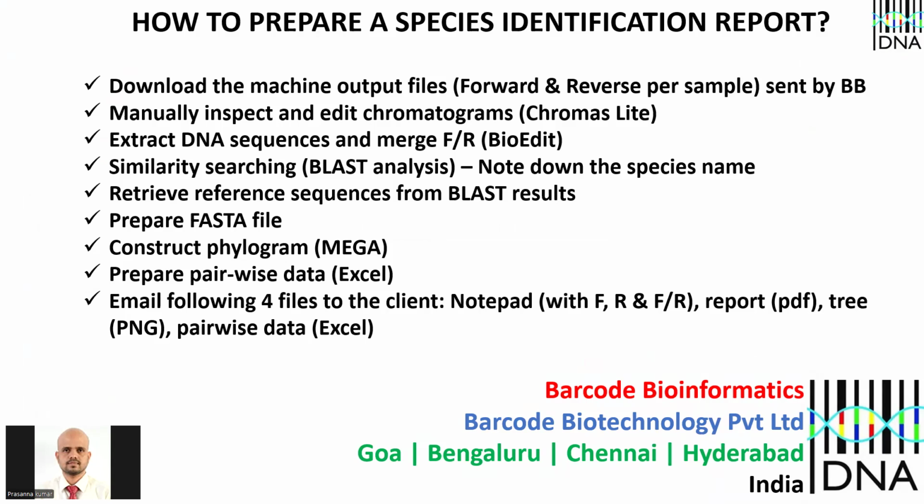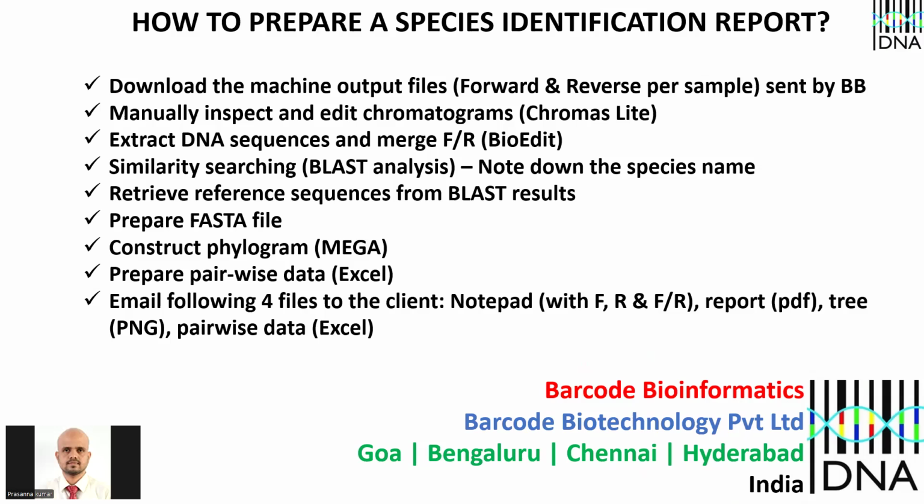So far in our summer internship, we have seen how to work with the machine output file, ABI files, how to manually inspect the chromatogram and edit and manipulate the sequences skillfully, how to identify and call the appropriate nucleotides using Chromaslide, and how to merge. Yesterday's BioEdit session was all about how to merge both forward and reverse sequences into one. And finally, after merging, we need to know how to take it to the BLAST analysis and how to find the species name.